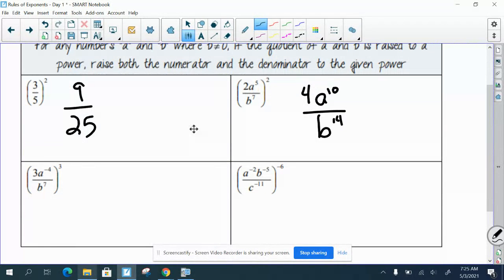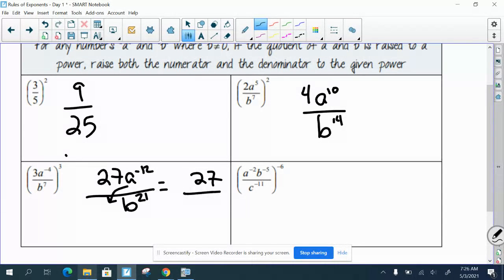And then this one here, I'm going to go ahead and distribute the 3 and then take care of the negative exponent. Or you could do that first if you wanted. So I would have 3 to the 3rd, which is 27, a to the negative 12th over b to the 21st. And then I'm going to take the a and move it to the denominator. So I've got 27 over a to the 12th times b to the 21st. Okay, for this one, when I distribute the negative exponent into each of these, all of the negatives are going to go away. So we'll have a to the 12th, b to the 30th, because we're multiplying the exponents, over c to the 66th power.